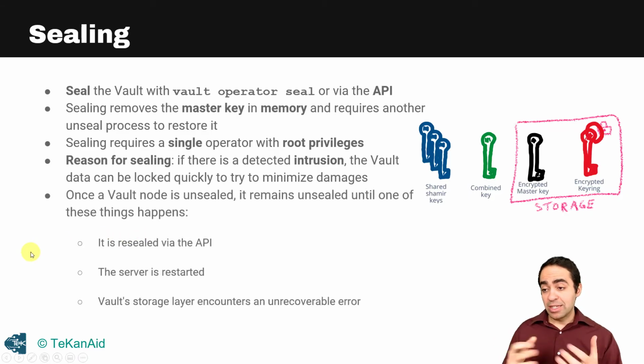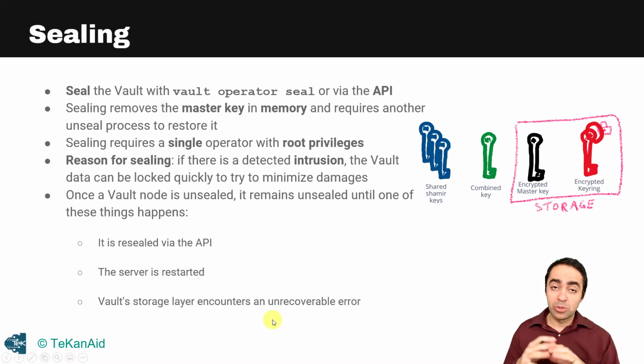And once a Vault node is unsealed, it remains unsealed until one of the following events happen. Until it's resealed via the API, so somebody reseals it, or the server gets restarted, or the Vault storage layer encounters an unrecoverable error. So these are the 3 main reasons why you would have Vault go back into a sealed state. The server restarting is a very important one that you need to keep in consideration. If you're restarting the server for any reason, maybe the VM that Vault is running on, or the actual Vault service itself, you've got to make sure that you have proper mechanisms to unseal it.